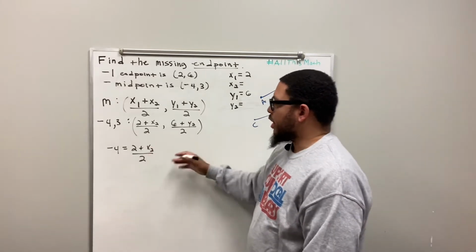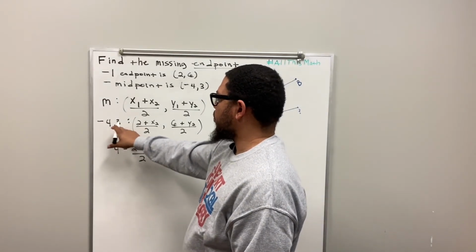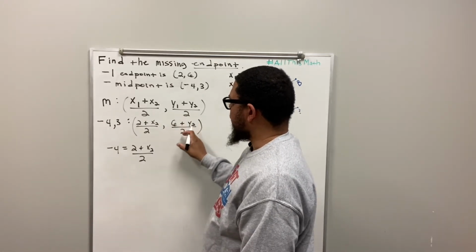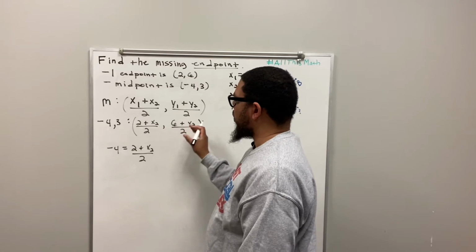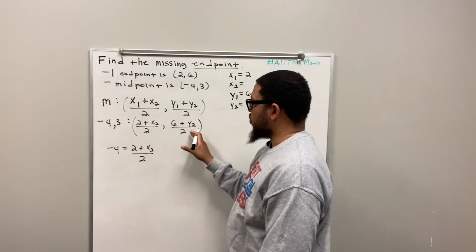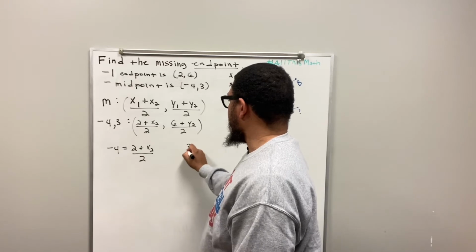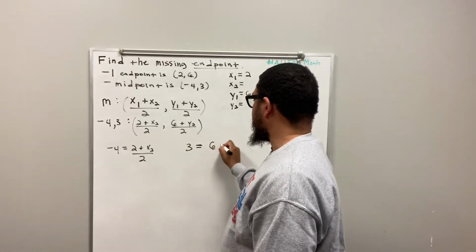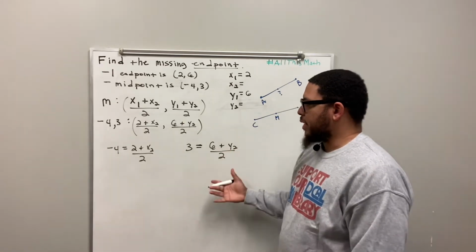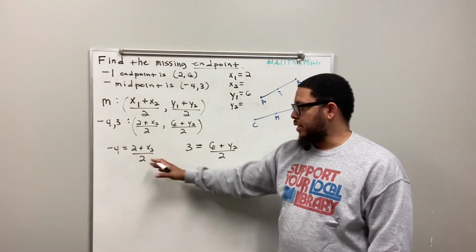Now, let's set up our second equation. This 3 is the y value of the midpoint. So this 3 is actually equal to the second part inside the parentheses, because this is the information that you'll use to figure out what the y value of the midpoint is. So then it should make sense that this 3 is equal to this information right here. So my other equation is going to be 3 equals 6 plus y2 divided by 2. These are my two equations that I'm going to use to find the coordinates of the other endpoint.